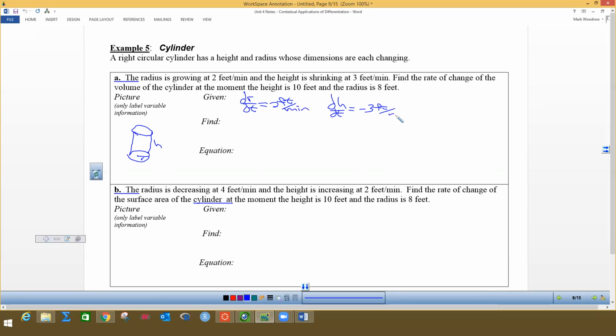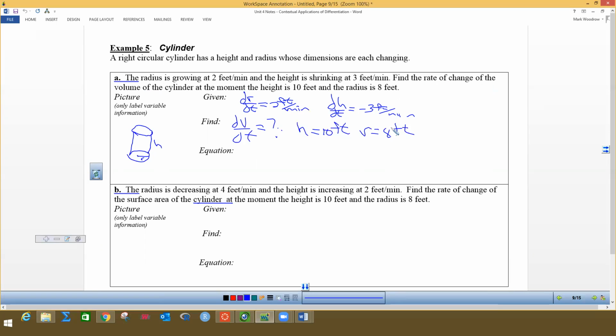You can lose a point if you change them. Find the rate of change of the volume. So we're looking for dV dt. We want to know that when the height is 10 feet and the radius is 8 feet.